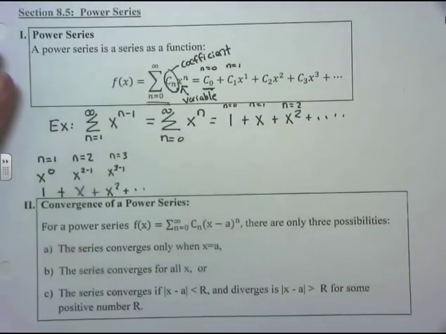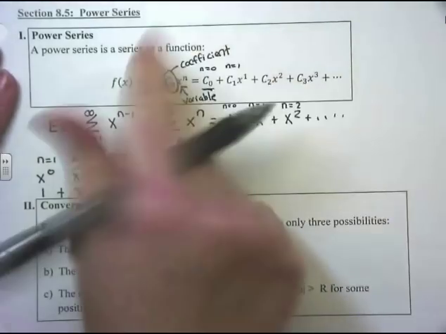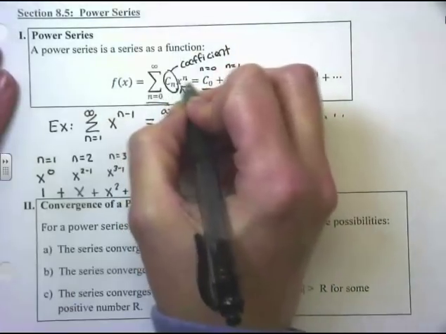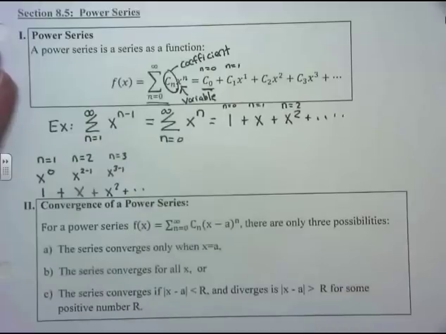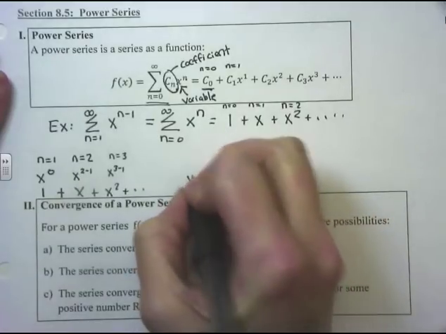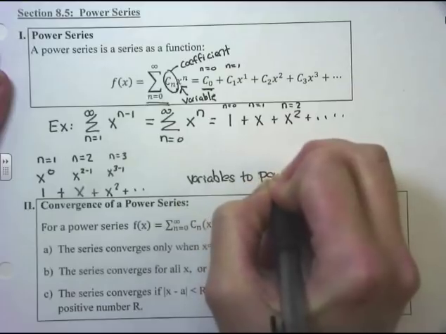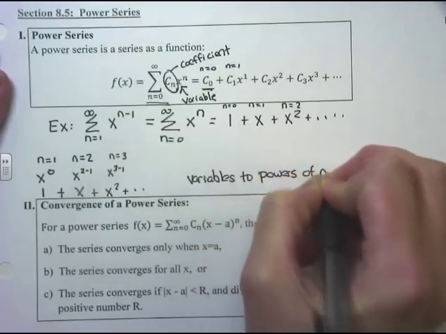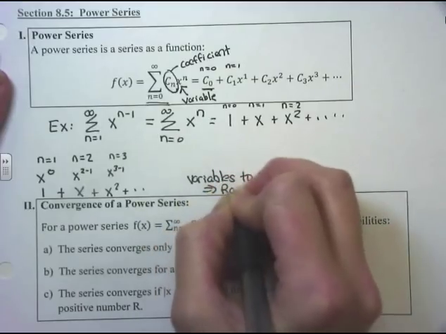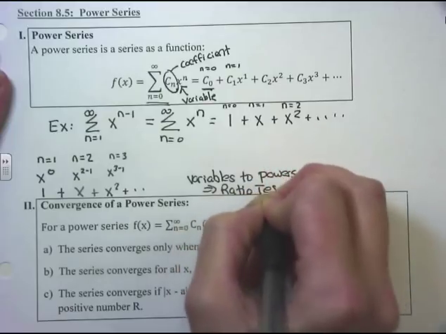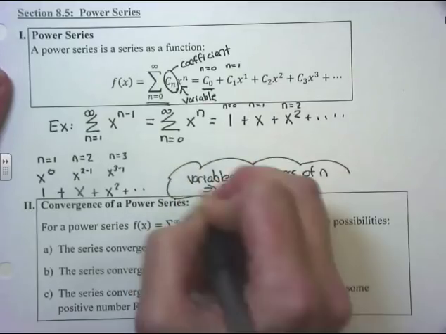One nice thing we want to note is that power series are in fact a variable raised to a power of n. So it makes sense after our last section, when I work with these and I want to talk about their convergence, that variables to powers of n should make you want to think about the ratio test. So we're going to keep that in mind as we move forward in this section.